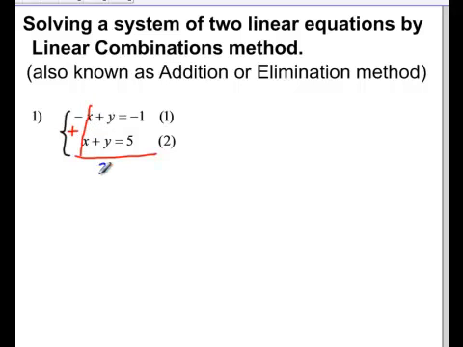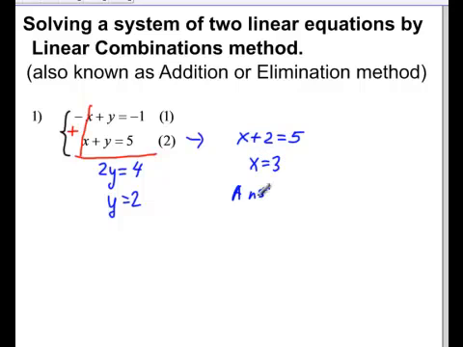y plus y is 2y equals negative 1 plus 5, which is 4. If we divide both sides of the equation by 2, y equals 2. But this is only one variable. We need variable x. We are going to use any of those two equations, equation 1 or equation 2. We are going to use equation 2 and plug in y equals 2 instead of y. So x plus y, which is 2, equals 5. And if we subtract 2 from both sides of the equation, x equals 3. The answer for this system is an ordered pair (3, 2).